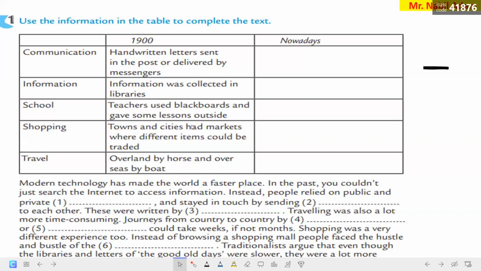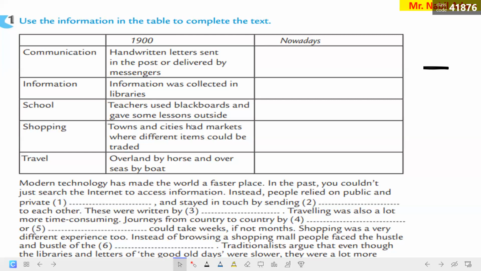يبقى أنا عمل مقارنة ما بين الحياة في الماضي 1900 والحياة دلوقتي. الحياة في الماضي كانت اتصالات، كانت رسائل تكتب باليد أو تسلم بالبريد أو عن طريق الرسل، أو المعلومات كانت تجمع عن طريق المكتبات، والمعلمين كانوا بيستخدموا اللوحات السوداء وكانوا بيعطوا دروس في الخارج. أما التسوق كان في الأسواق. في المدن كان بها أسواق، وتختلف السلع والبضائع، ويتم التجارة فيها من مدينة لمدينة. أما السفر كان بري عن طريق الأحصنة، أو بحرا عن طريق المراكب أو القوارب. هتقول لي بقى الحياة حاليا تكون إزاي؟ وكمل الفقرة من خلال الجدول.